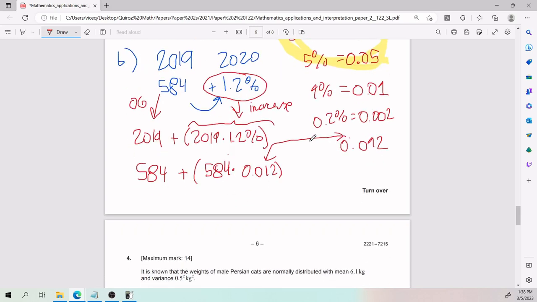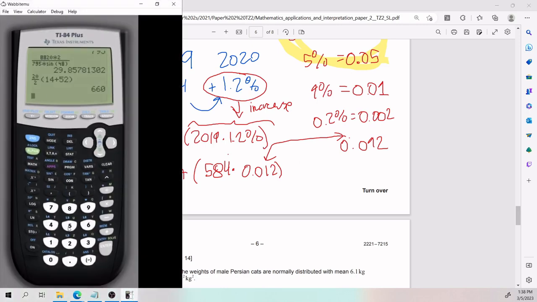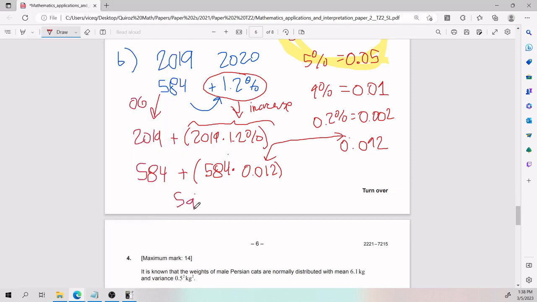Okay? So I plug all of this into my calculator. I'm just going to show you what happens. I have 584 plus 584 times 0.012. And boom, we end up with that number there, 591.008. All right. If you want to do sig figs or whatever, that would be 591. All right. So that is for part B.